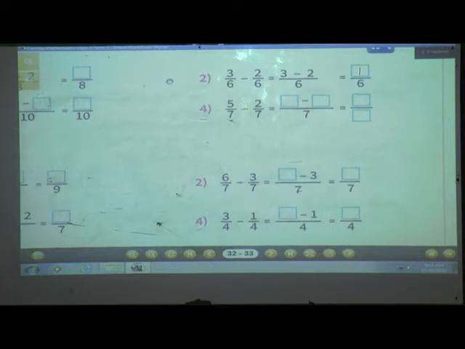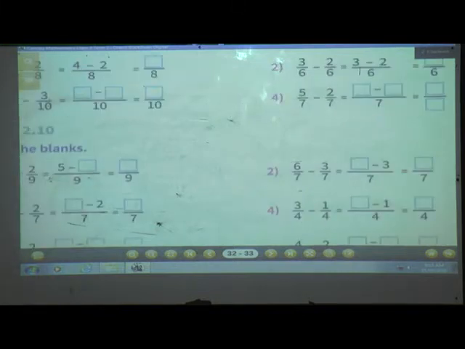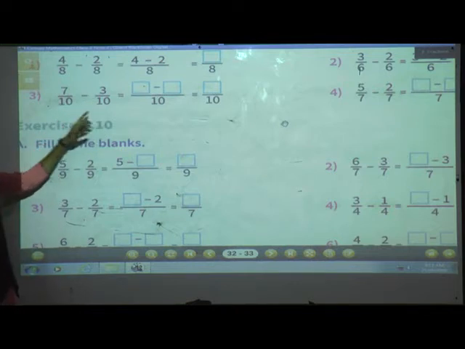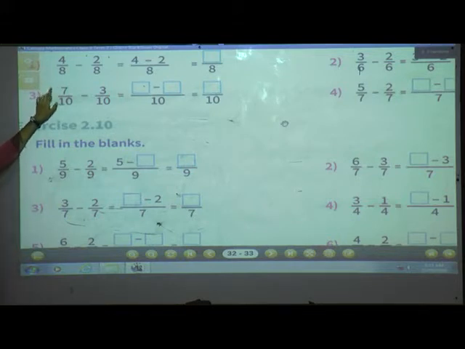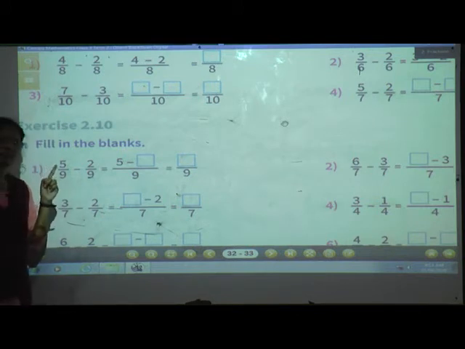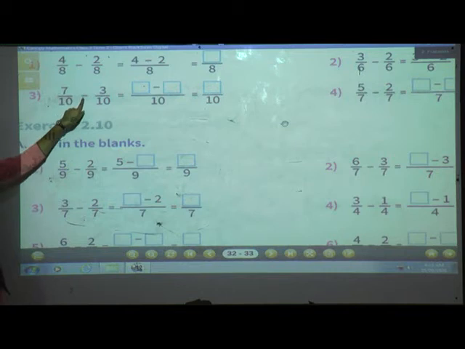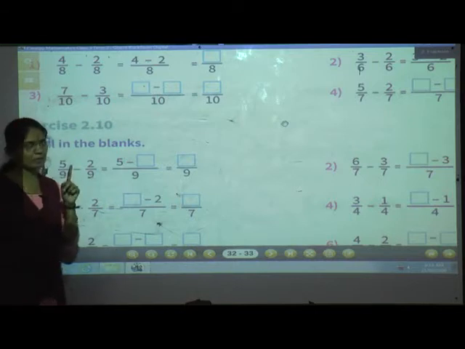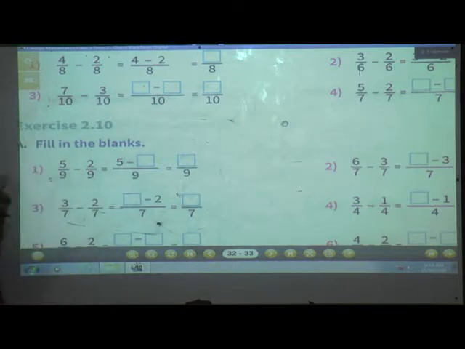Okay. Now we'll move to the third example. Look at the board here. In the third example, what are the fractions? 7 by 10 minus 3 by 10. Now see this fraction 7 by 10. In this fraction, what is the numerator? Here 7 is the numerator. And what is the denominator? Denominator is 10. 7 by 10 minus 3 by 10. How will you read this? 3 by 10. Okay. Now see again denominator is same. So this is like fraction.